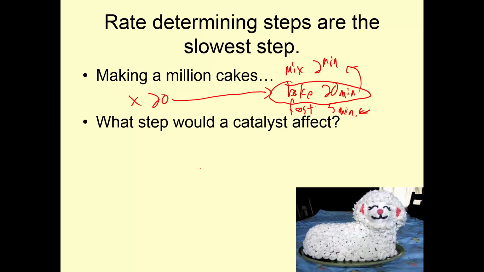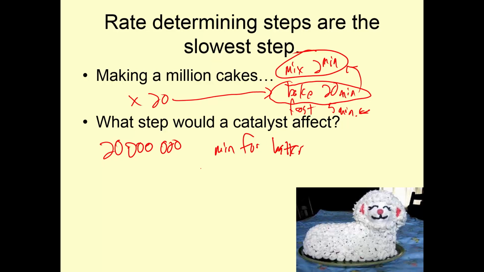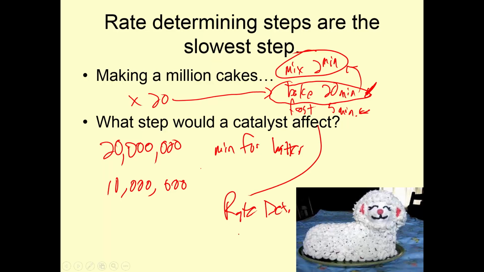So what's up with the catalyst effect? Let me just give you an example here. If this takes 20 million minutes, if I found a way to mix the batter shorter, that would save me maybe a minute. But if I found a way to cut my baking time in half, then 20 million minutes becomes 10 million minutes, and that is a huge time saving. So the catalyst would affect the rate determining step. Make sure you know that, boys and girls.